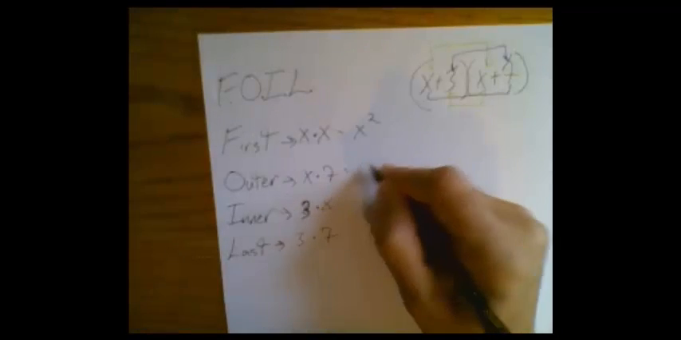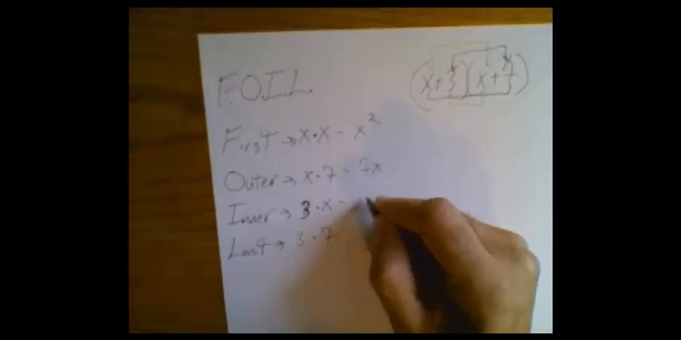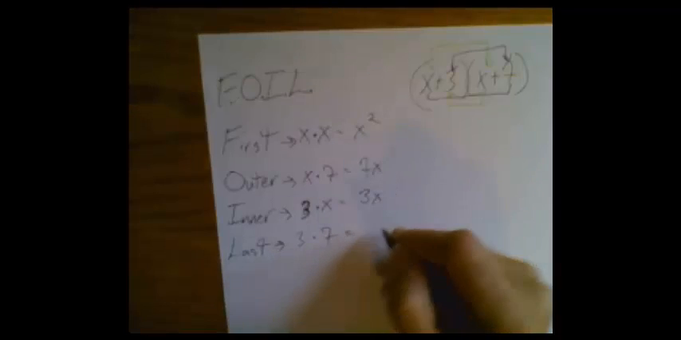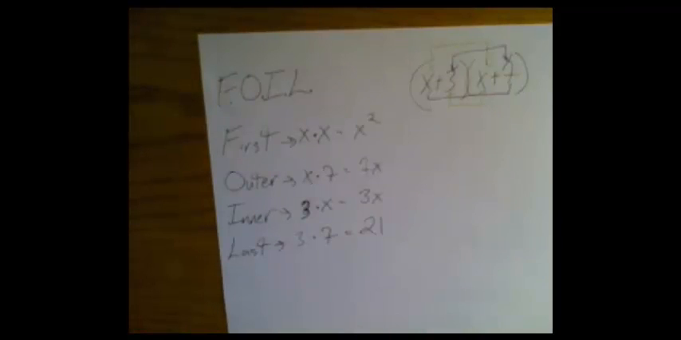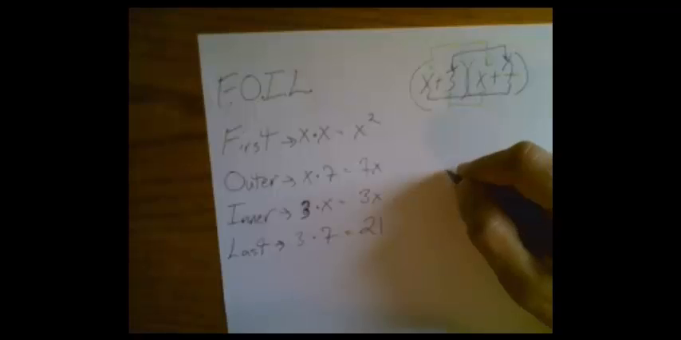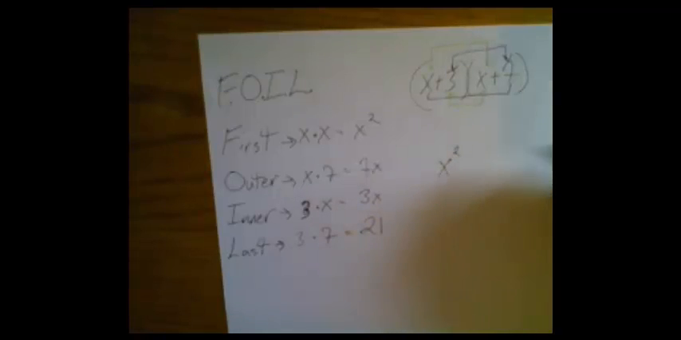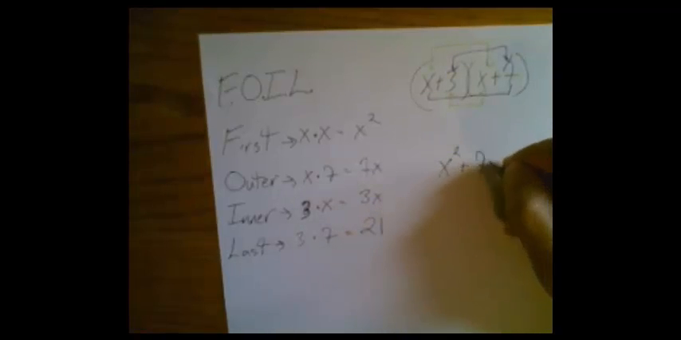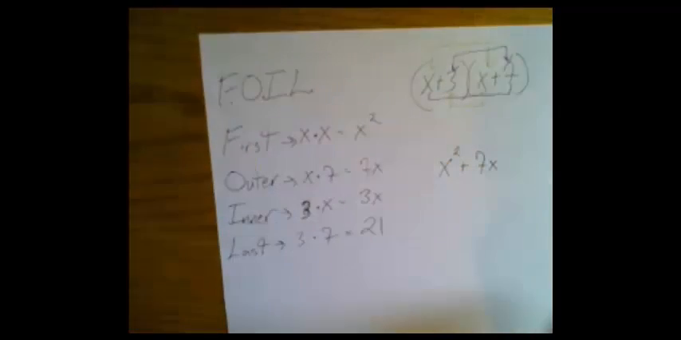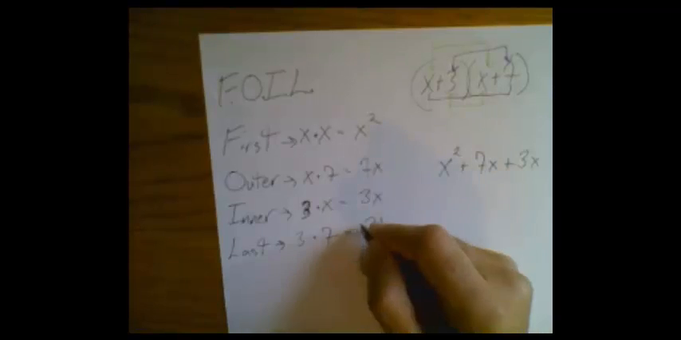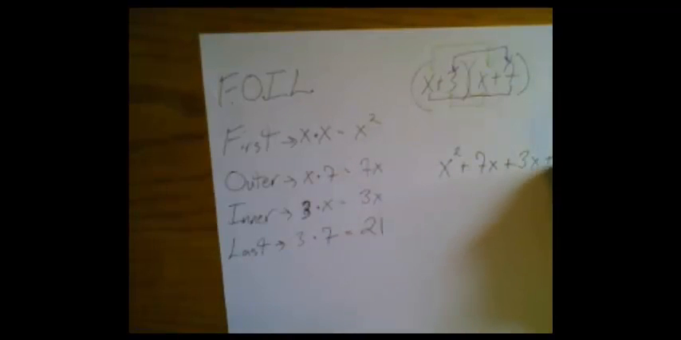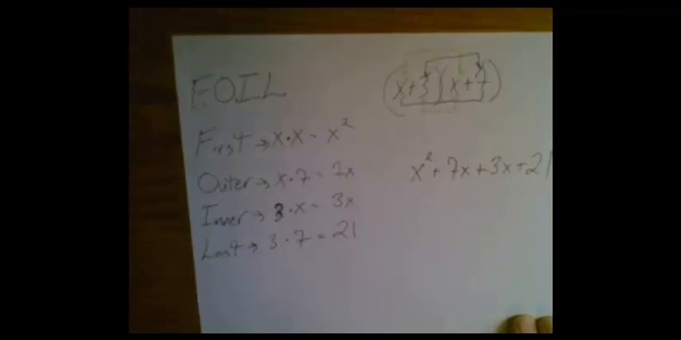So here we go. I have x times x, which equals x squared. I have x times 7, which is 7x. I have 3 times x, which is 3x. And I have 3 times 7, which is 21. Now I'm going to put these in order by their degree, which I had covered in the previous lesson. So we have x squared, then plus 7x, and it's plus because this is a positive number. Then I have plus 3x, and since this is a positive 21, I'll say plus 21.